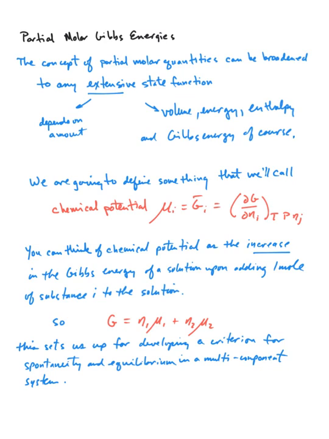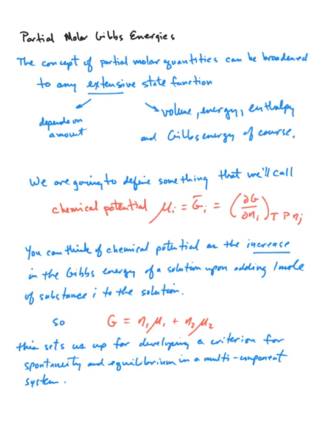So for this little section, all we'd like to do is keep that idea in mind about how partial molar volume works and apply it to other state functions, in particular extensive state functions. Those are functions in which that quantity depends on how much you have. And I've given some examples here. We already said volume, the internal energy, the enthalpy, Gibbs energy. These are all quantities that depend on how much of that material you have.